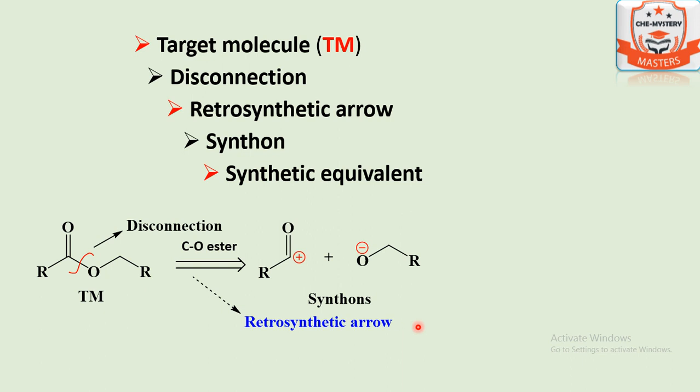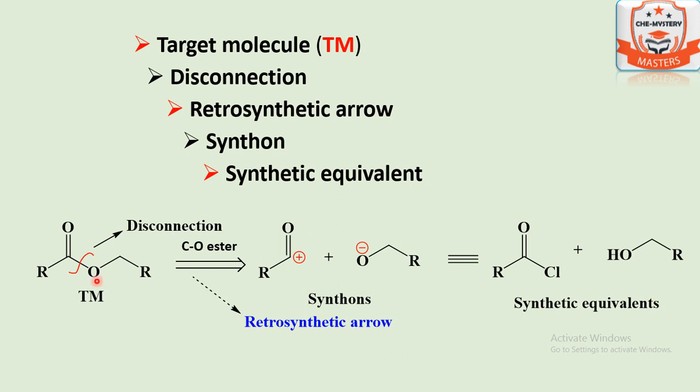We all know that charged species are never stable, which means they are going to react with something. So in retrosynthesis, we change these synthons to stable molecules which are known as synthetic equivalents. As shown in the example, the carbocation is combined with Cl negative to give you acyl chloride, while the negative species, that is the oxide ion, is combined with one proton, that is H plus, to give you alcohol. Synthons converted into stable species or molecules are known as synthetic equivalents.